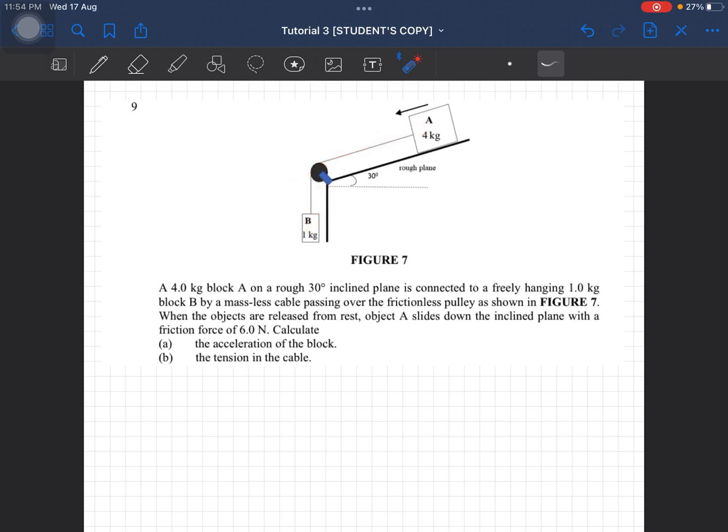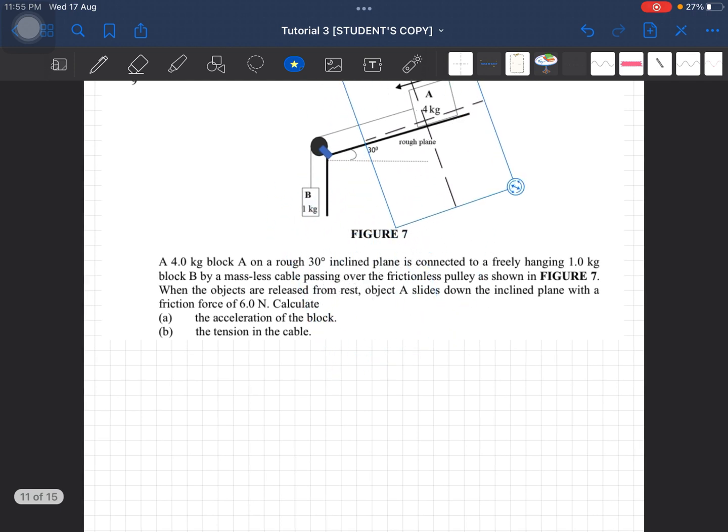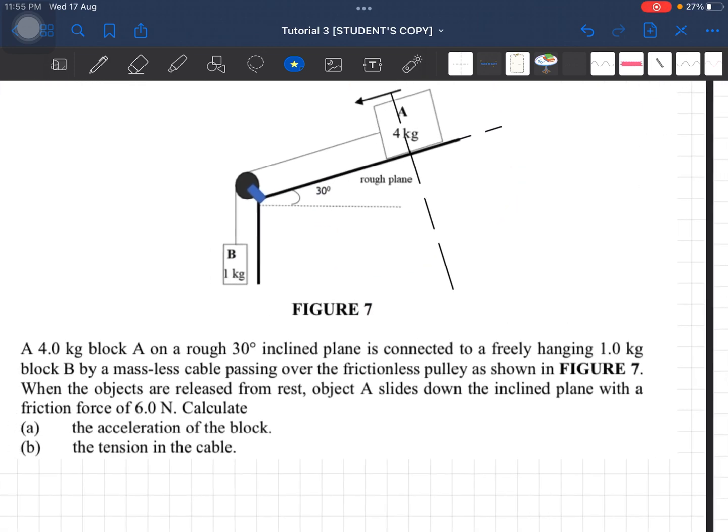When the objects are released from rest, object A slides down the inclined plane with a friction force of 6 Newton. Okay, so we have to calculate the acceleration of the block and the tension in the cable. Okay, but before we start, please always remember to draw a free body diagram. Okay, so this one kita akan buat untuk block A dulu. Okay, I usually prefer doing it this way supaya tidak confuse, tidak salah-salah.